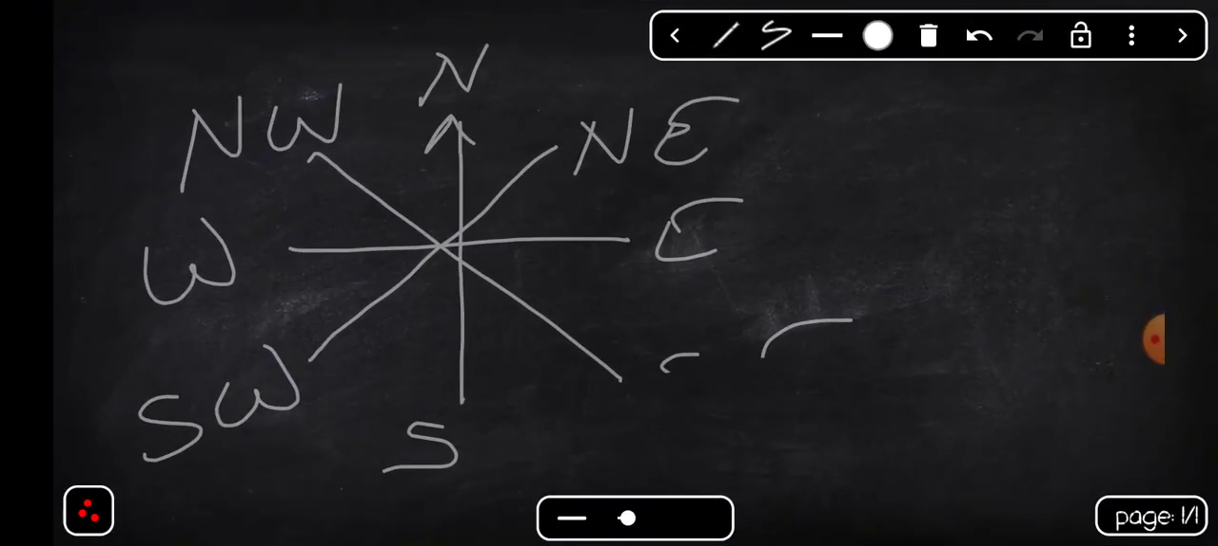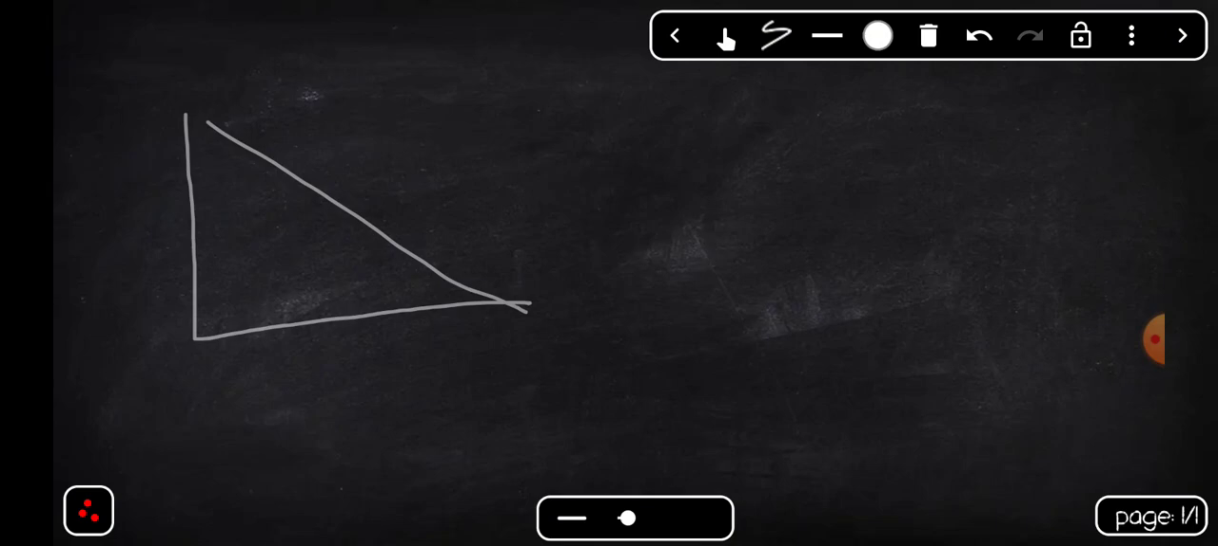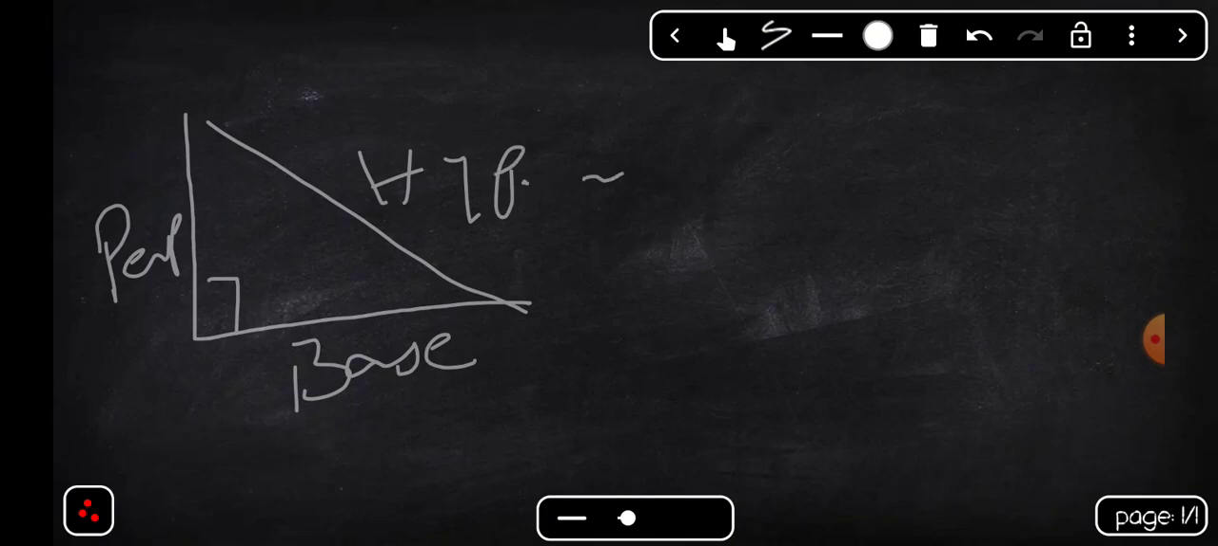Why is the Pythagoras theorem required? It is required to find the distance between two points. I will show it. This is a triangle, a 90-degree triangle. According to Pythagoras, this is called the base, this is called the perpendicular, and this is called the hypotenuse.